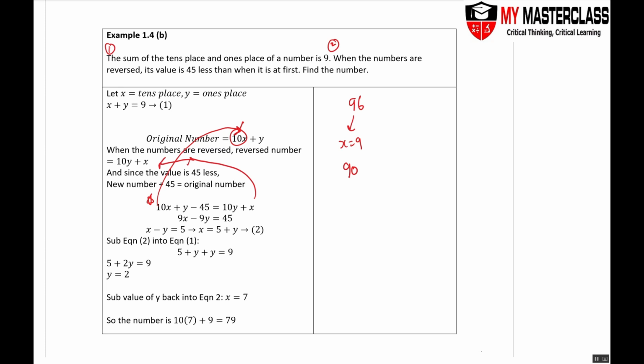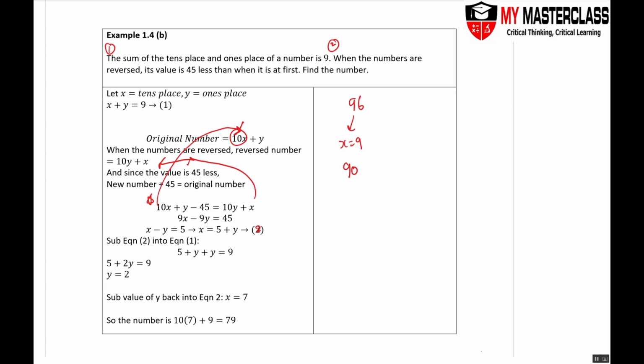Shift all your variables to one side and your constants to the other. You end up with 9x minus 9y equals 45, so x minus y equals 5. Then from here, they jump straight into the substitution method again. Normally the substitution method is the preferred method because it is faster and more convenient. So they shift y over, forming x equals a certain expression, and label it as equation 2.